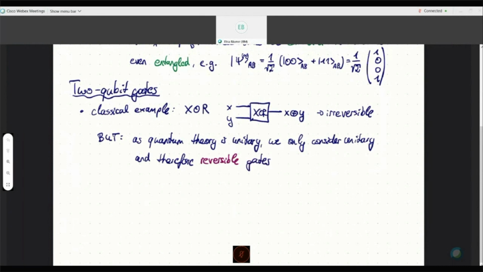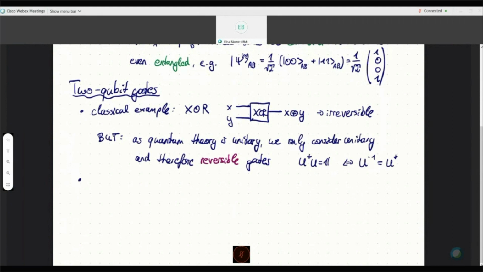Because I told you before that the condition for unitarity is U dagger U equals identity. This is actually also equivalent to, at least if we look at square matrices, which we do, that U to the power -1 equals U dagger. And so the inverse of a matrix, U to the power -1, where we do not mean 1 over U but the inverse, always exists for unitary gates.